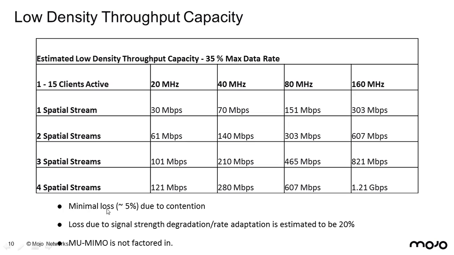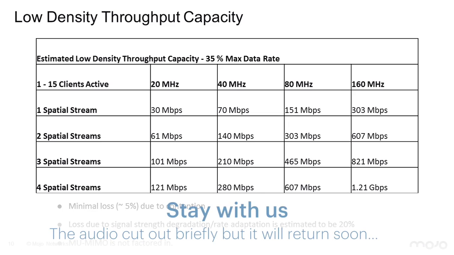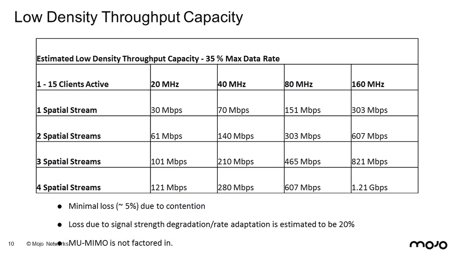Okay, and we say here we have a minimal loss, about 5% loss due to contention. We also have loss of, we're saying around 20%, and that's loss because some of the clients are going to be legacy and 11N and then 11AC, Wave 1 and Wave 2.